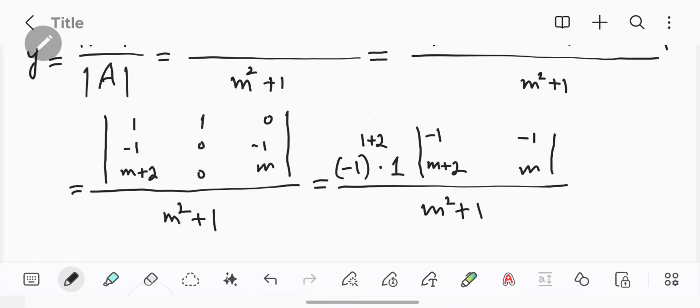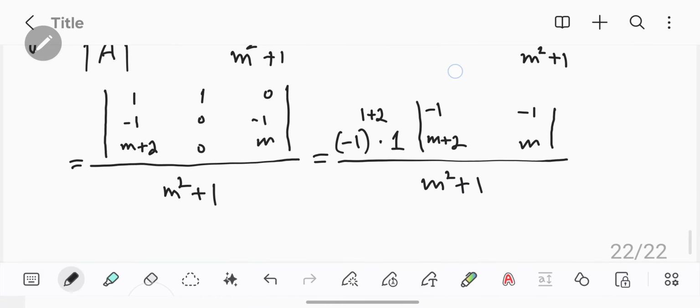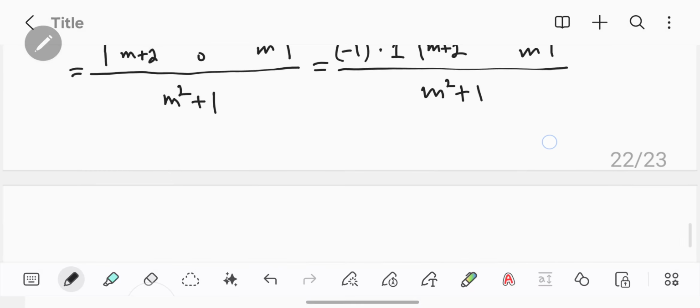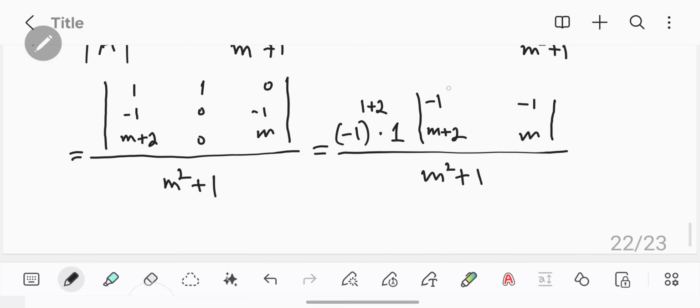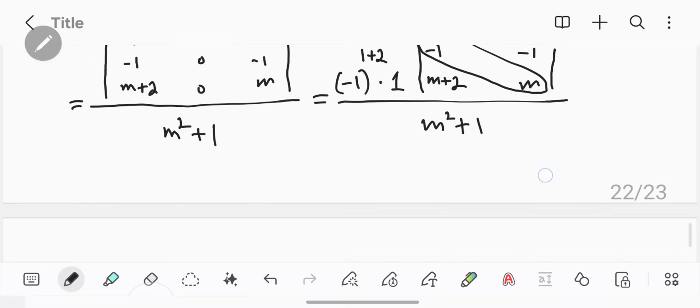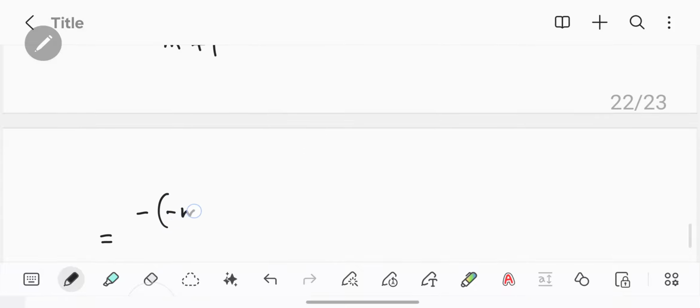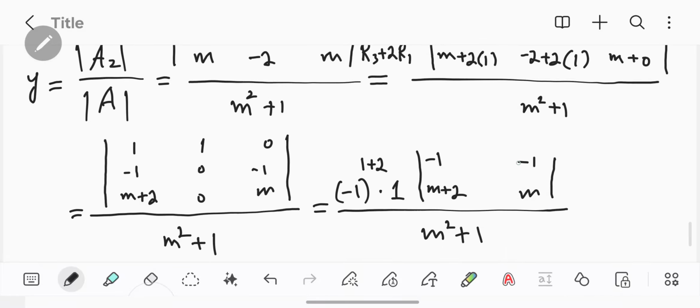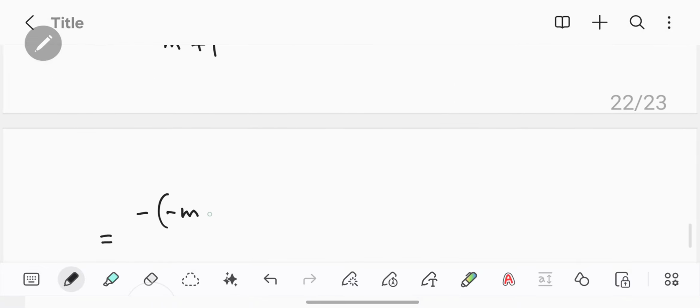If I solve it, this is minus 1, because minus 1 to the power 3, which is an odd number, so minus 1 to the power of an odd number is minus 1. So I will have minus 1 times this determinant. This determinant is minus 1 times m, which is minus m, and minus 1 times m plus 2. I will write minus 1 times m plus 2.